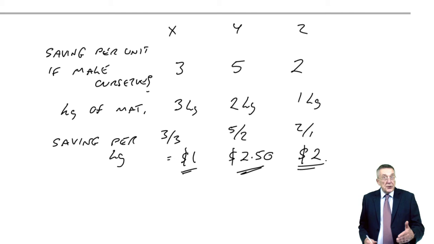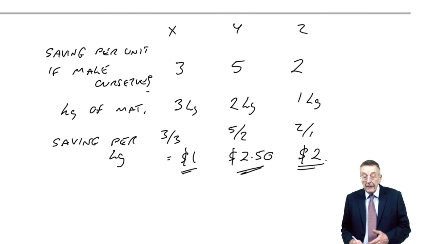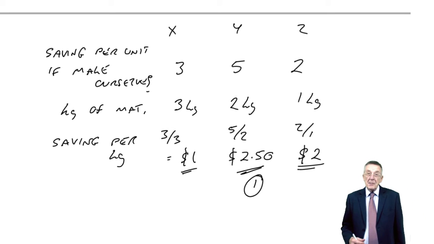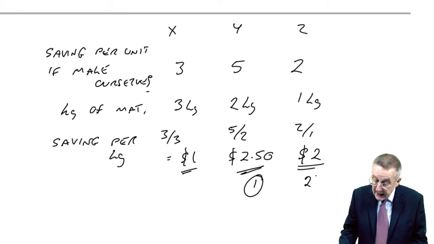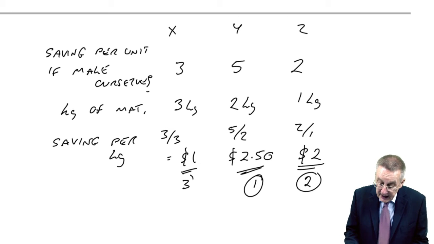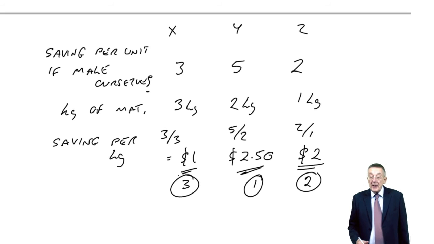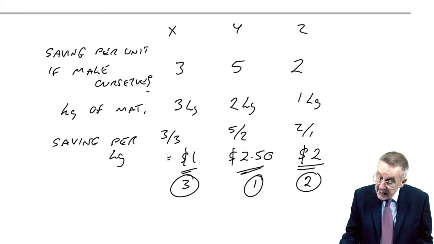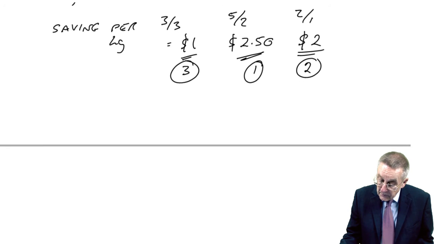Well, we want to use the material available in whichever way makes the biggest saving. And so Y is the best one to make ourselves at $2.50. Z is second best at $2. X is third best at $1. And so now let's do it.